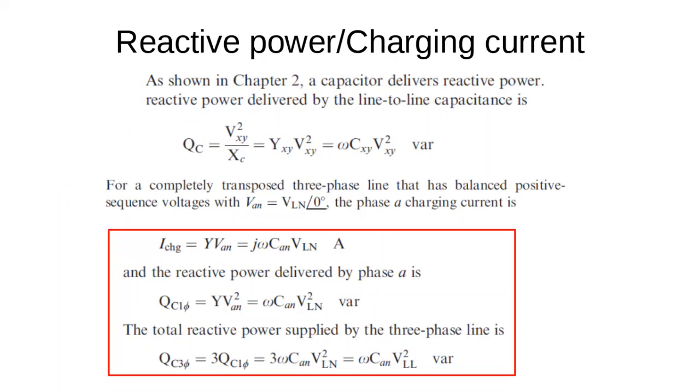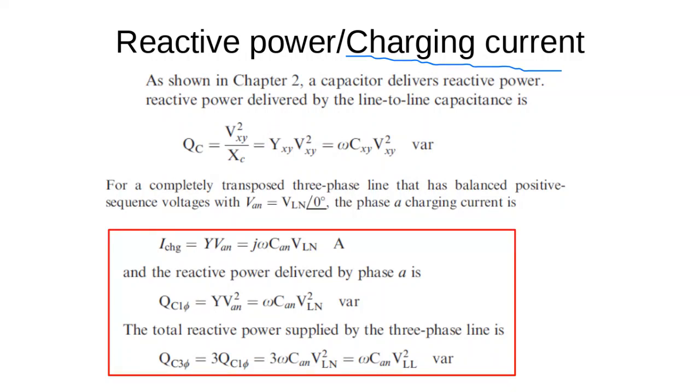Now, what does the capacitance do in the transmission line? The capacitance charging current means there is a current flowing into the line. That is reactive power flowing into the line. While in the inductance, it's leakage reactive power. Here it's charging, it's injecting reactive power. Capacitance injects reactive power into the transmission line. Inductance draws reactive power, absorbs reactive power.